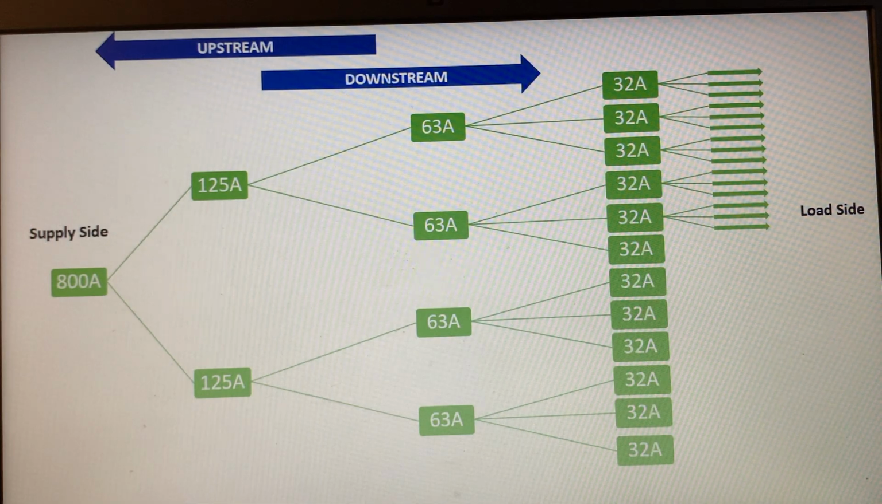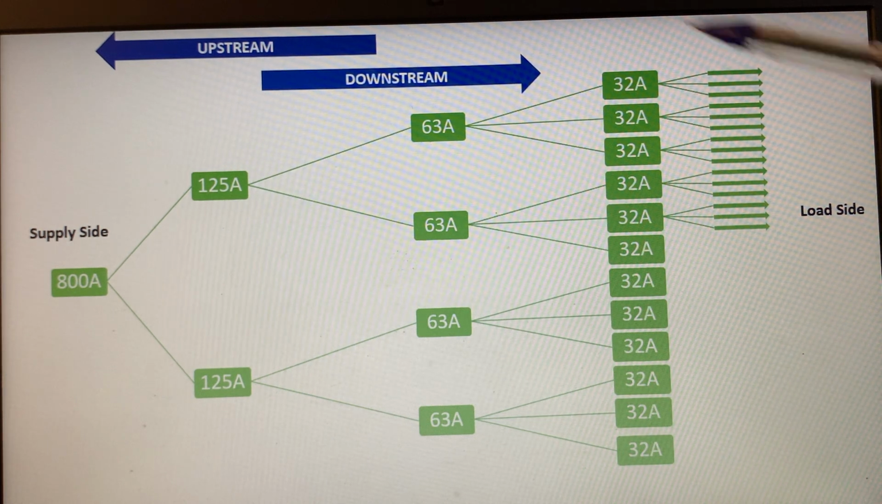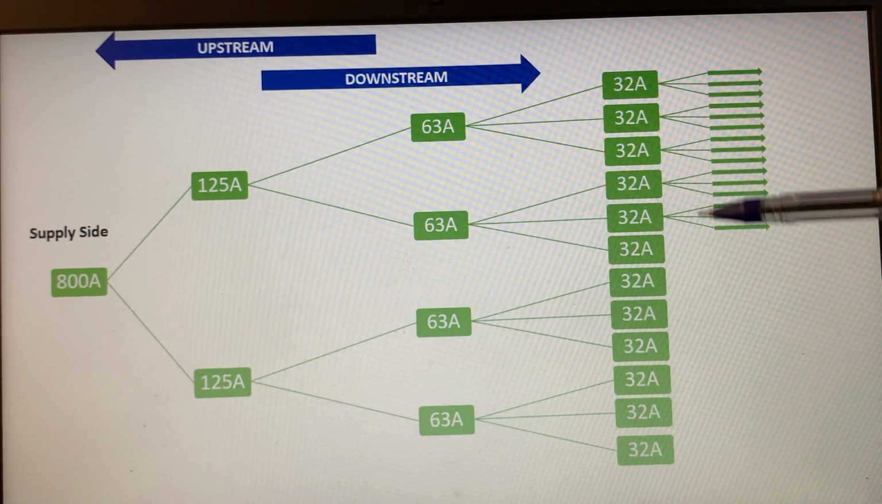Let us understand this through a diagram. What you are seeing on the screen is a representational diagram of a typical layout of breakers in the electrical distribution network of a facility. You have a supply side where a high-rated breaker is put, and there is a load side where progressively the size of the breaker keeps coming down.